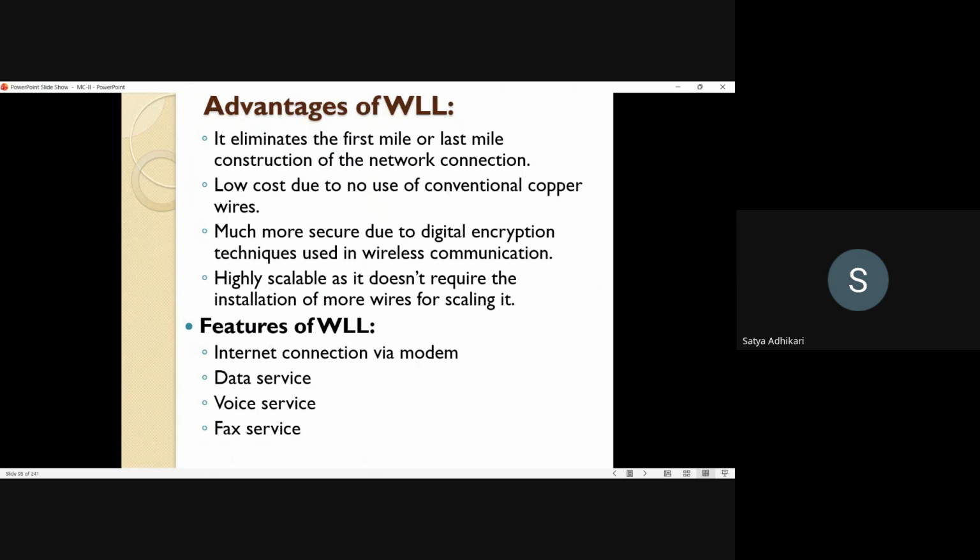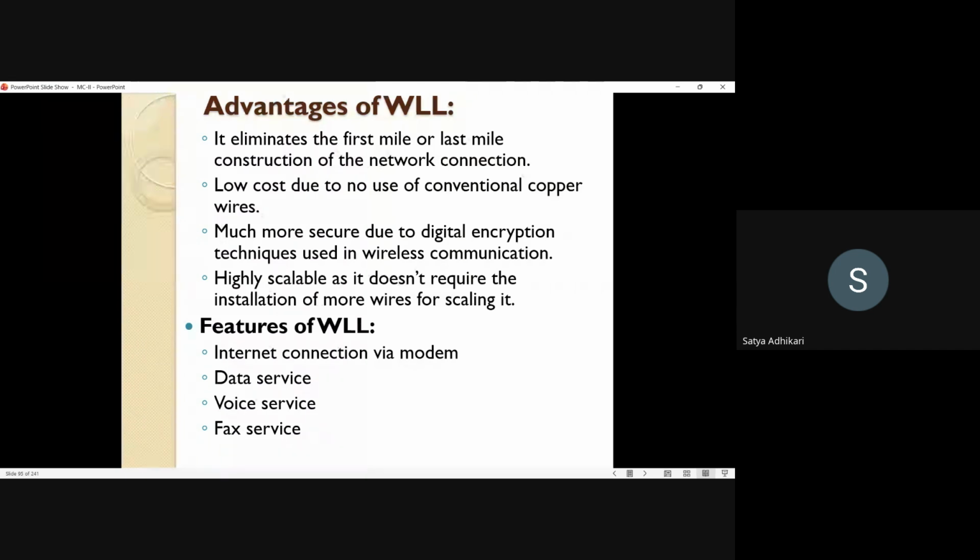Much more secure due to digital encryption technique and using wireless communication. So it is more secure because digital encryption is there. Highly scalable, as it does not require the installation of more wire for scaling. As there's no physical wire, it is scalable. If it is physical wire, it is not scalable, because if you need extra range, you have to add some physical wire. As WLL is wireless, it is scalable in nature.